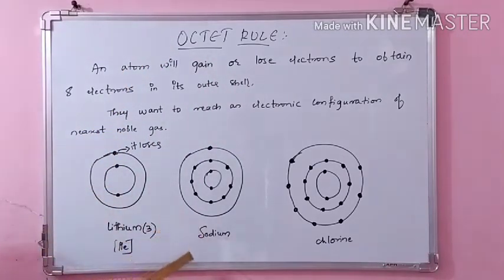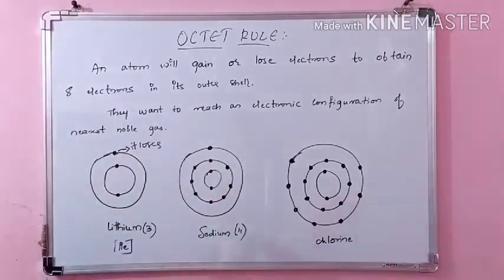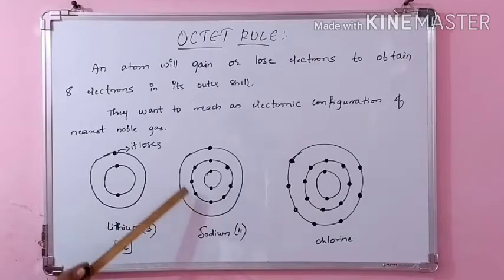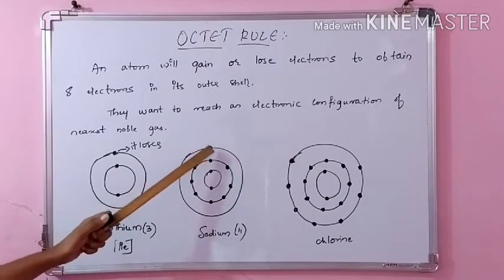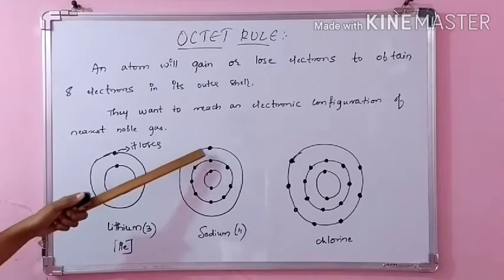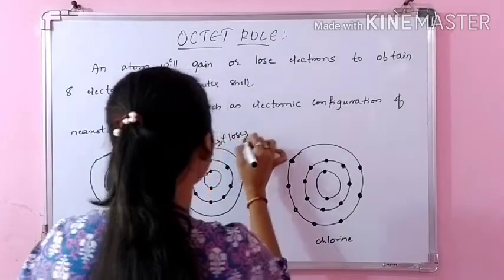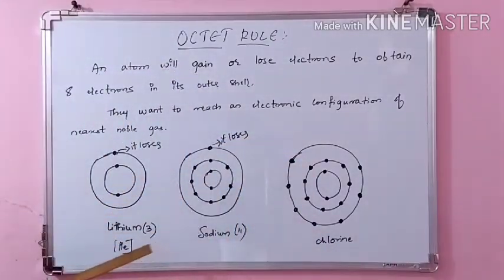Now coming to sodium. Sodium has 11 electrons, isn't it? First shell 2, next shell 8, and the next shell only 1 electron. Again see here, this valence shell has only 1. Instead of gaining 7 electrons, which is difficult, what does it do? Again it loses this electron. If it loses that electron, it will attain the nearest noble gas configuration.